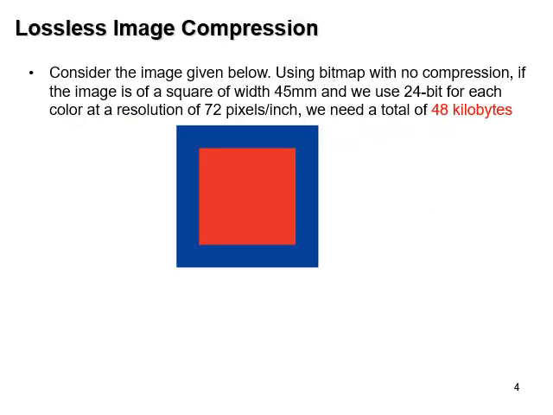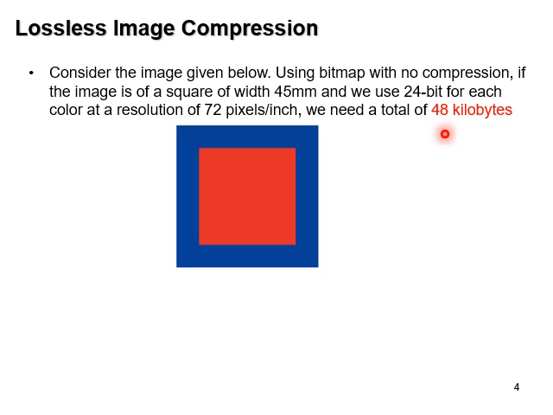So we start first with lossless image compression. This is the first topic that we are going to talk about. So consider the image that's given here. And you remember we had this image before. So if we are going to use bitmap to store that image without any compression, and if the image is a square of width 45 millimeters, and let's assume we're using 24 bits for each pixel at a resolution of 72 pixels per inch, if we multiply these numbers by each other, we get 48 kilobytes. So this means you can store that image without any compression using 48 kilobytes.